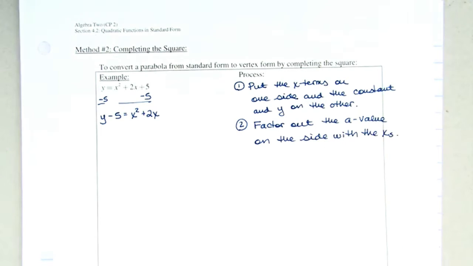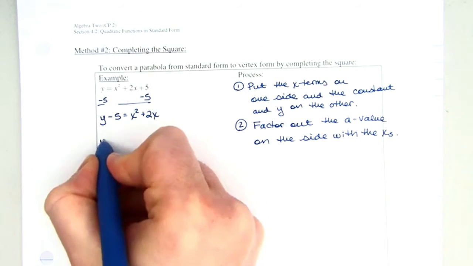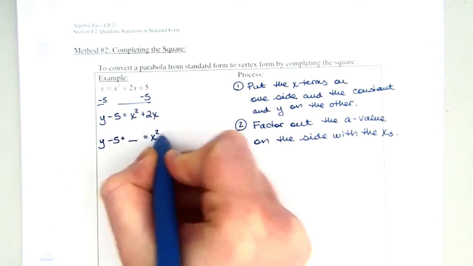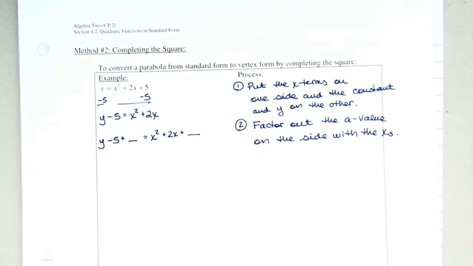We're going to factor out the a value on the side with the x's. Again, it will not matter in this problem, but will matter in some other ones. I'm now finally ready to do my completing the square step. I need to complete my right side to make it a perfect square trinomial. And I'm going to do this the same way I did before.